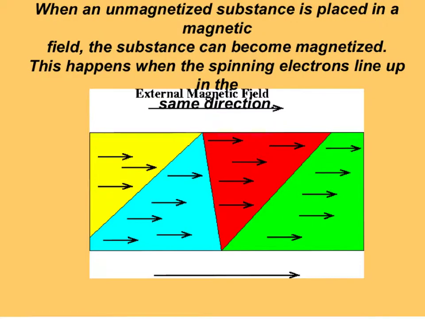When you have an unmagnetized substance placed in a magnetic field, the substance can become magnetized. This happens when the spinning electrons line up in the same direction. So essentially, if all the domains are lining up in the same direction, you could create a magnetic field.